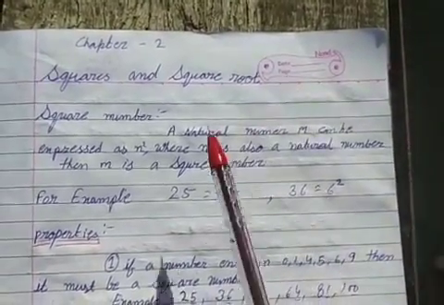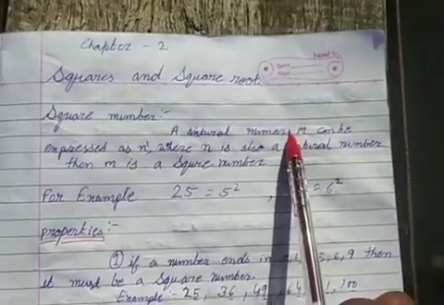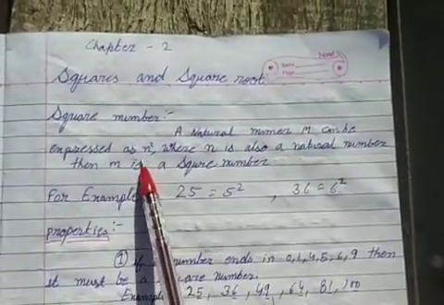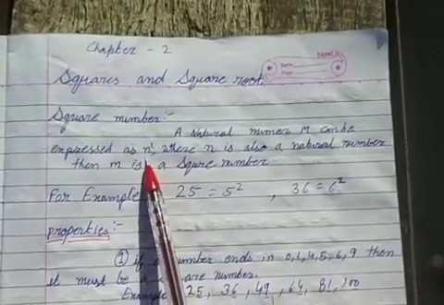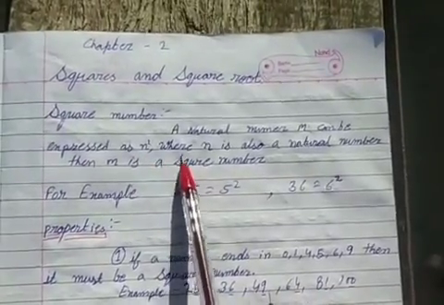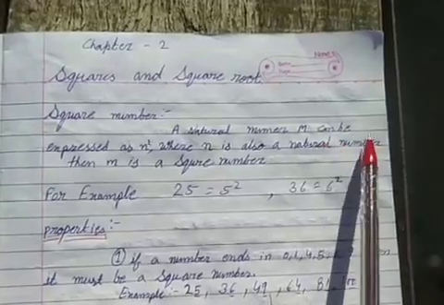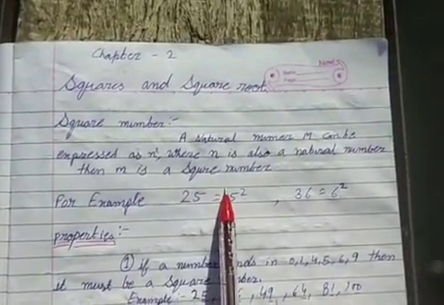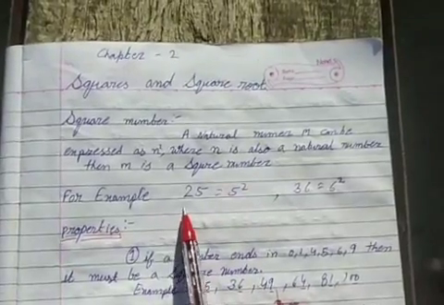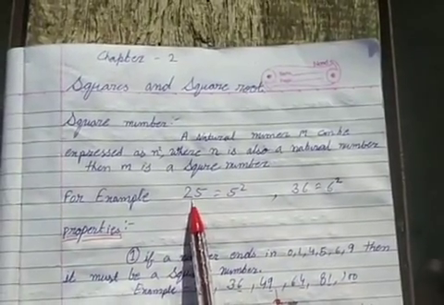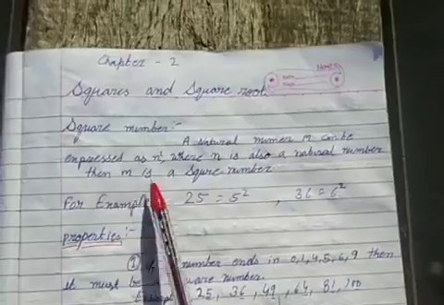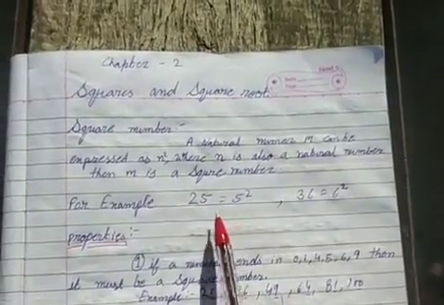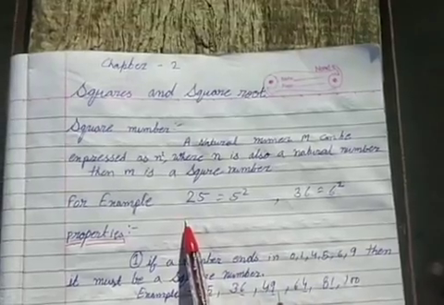A natural number m can be expressed as n square, meaning the square of any number n, where n is also a natural number. Then m is a square number. For example, if we take 25, then 25 represents m, and we can represent 25 as 5 square. So 25 is a square number.